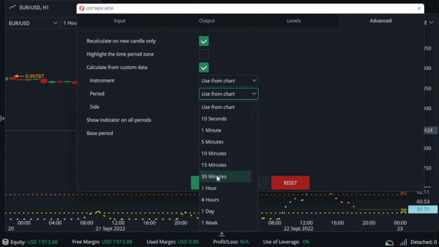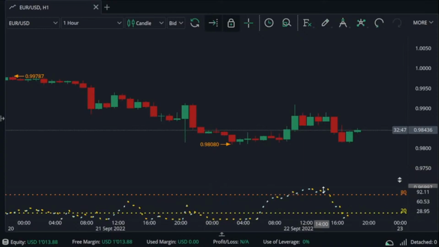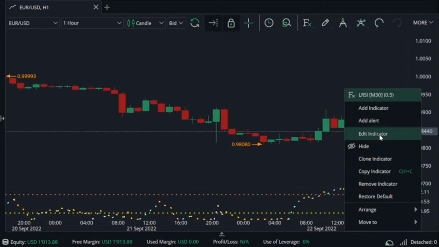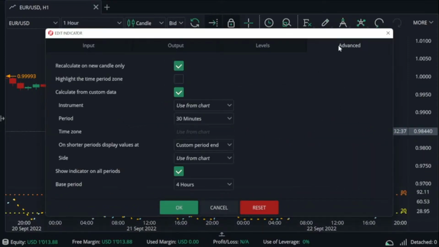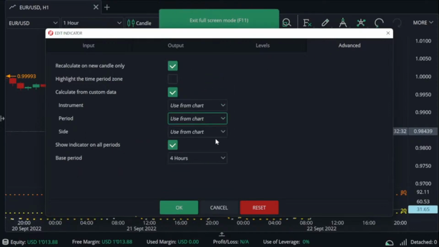So in that case, suppose you want the calculation period to be half hourly for the LRSI, even though the chart's candle time frame is hourly, you can do that as well. So we are now going to get the LRSI plotted in terms of its candle period being half hourly. So we have this data, and it is going to generate signals based on the half hourly time frame. All right, or you can simply restore it back to use from the chart.